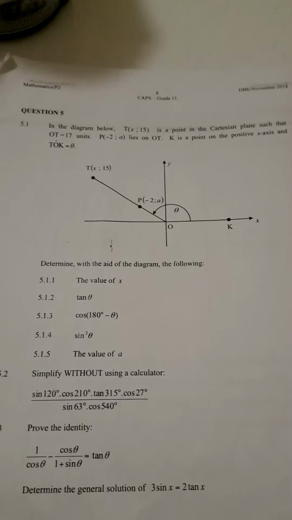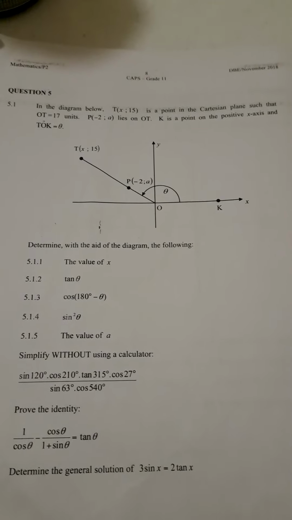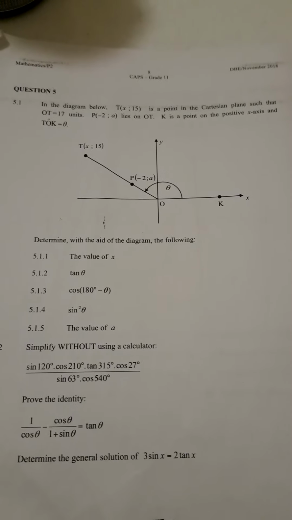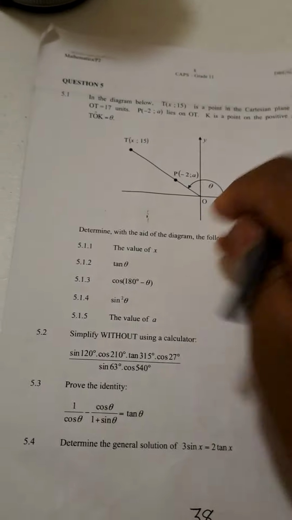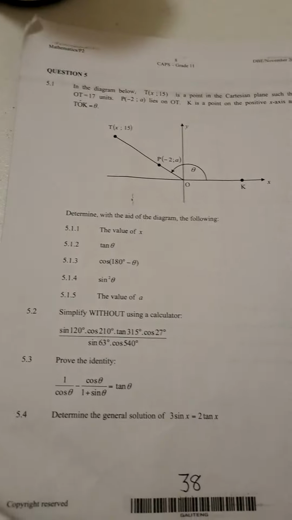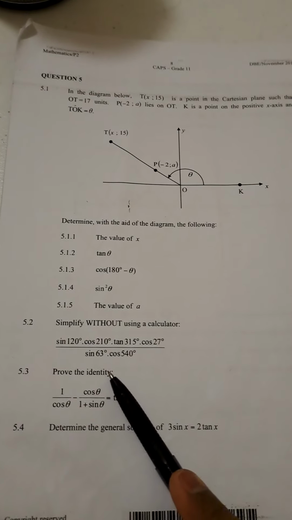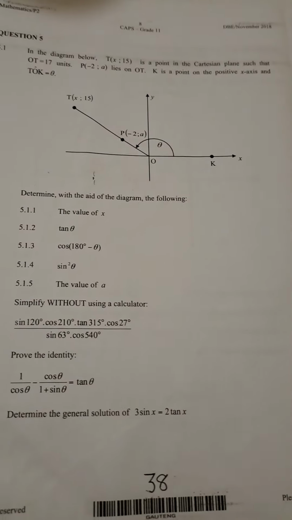So today we'll be doing maths paper 2 question 5 for November 2018, grade 11. Today we're gonna do the trigonometry part, which covers the diagram for finding x, the CAST diagram, the reduction angles, the identities, and the general solution, which is out of 28 marks.